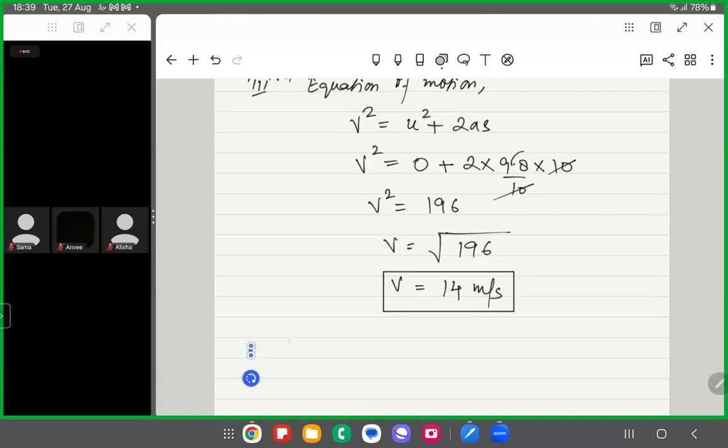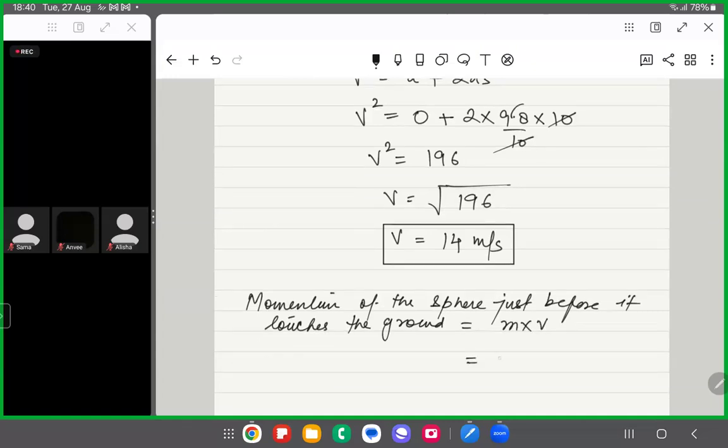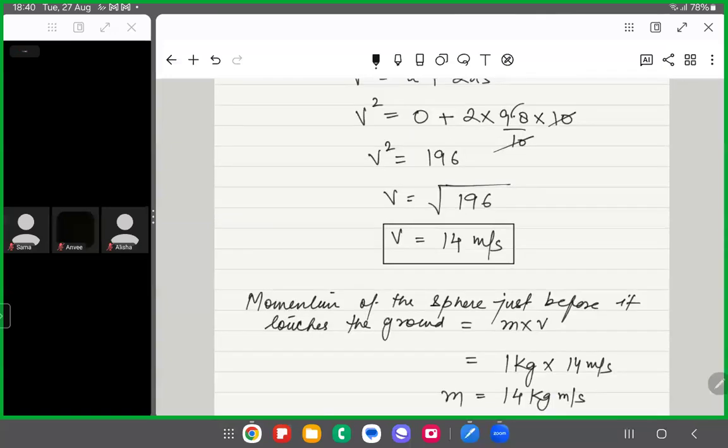Okay. So write down: momentum of the sphere just before it touches the ground is m into v, final velocity v, right? So find it out: 1 kg into final velocity 14 meter per second. So it will become 14 kg meter per second. So the momentum P is 14 kg meter per second.